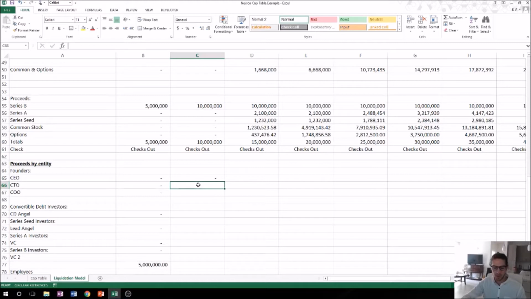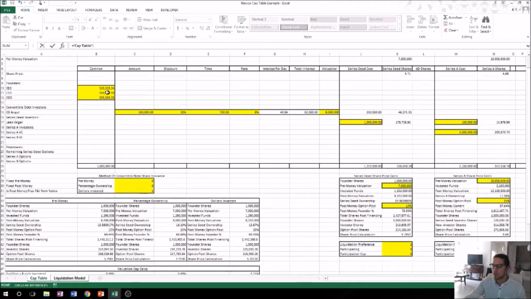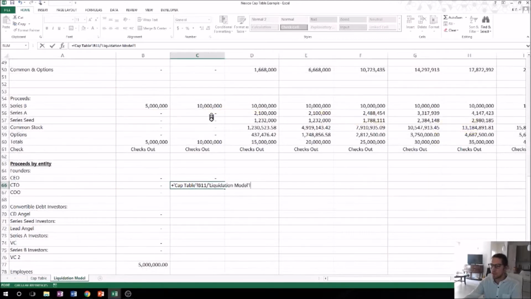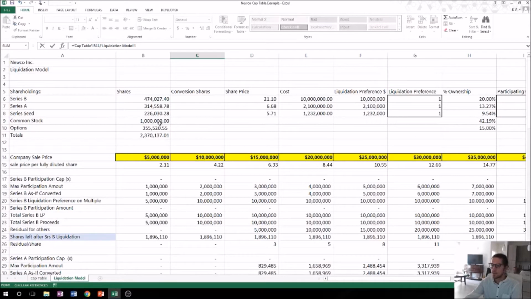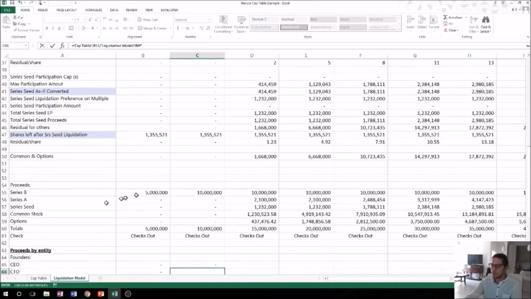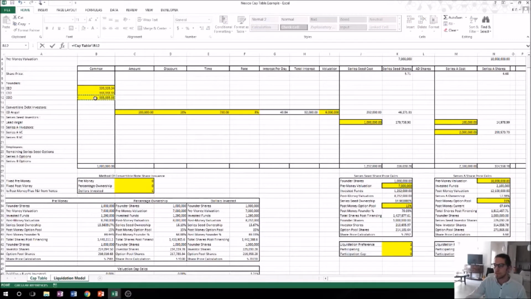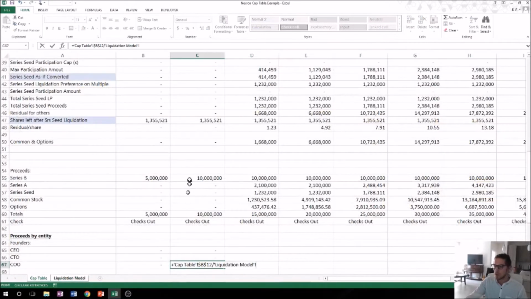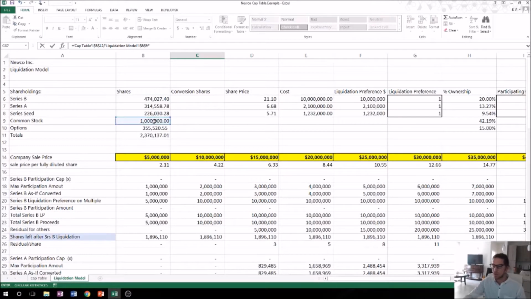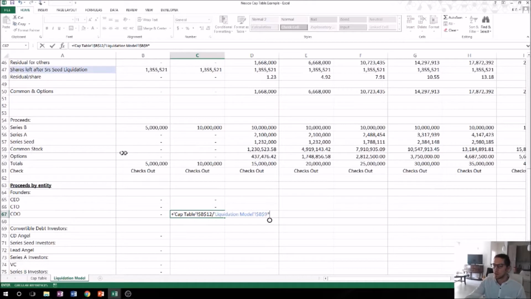So we'll do the same thing for the CTO and the COO. The only thing that's changing in this formula is the numerator in the first part of this equation. Okay, COO, doing the same thing here. Boom, that's all there is to that.